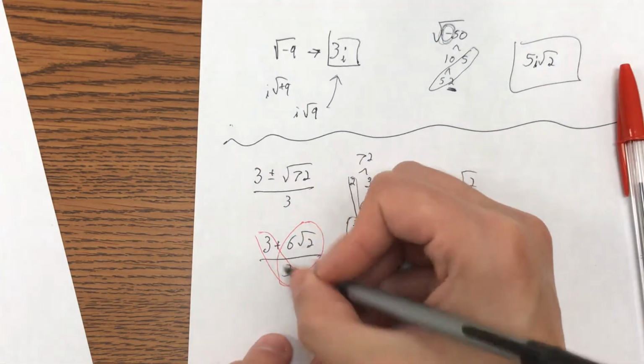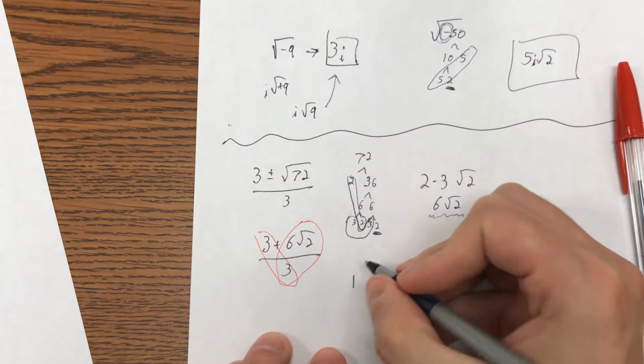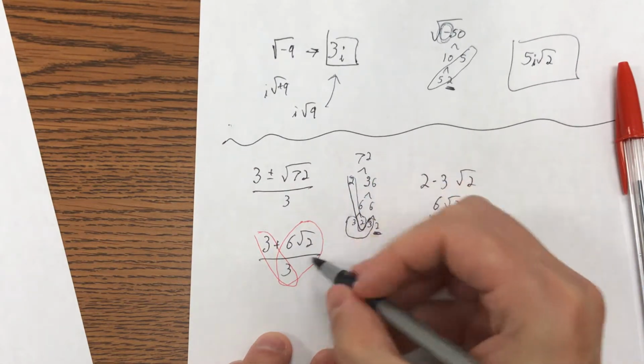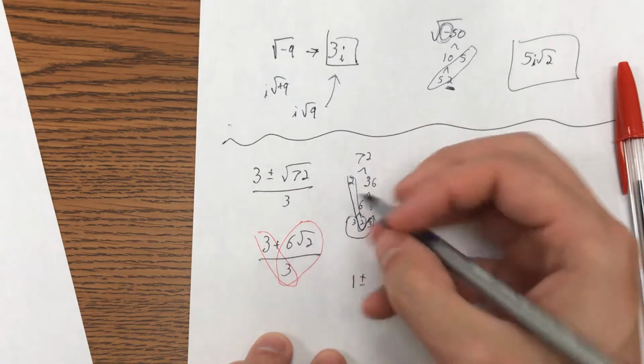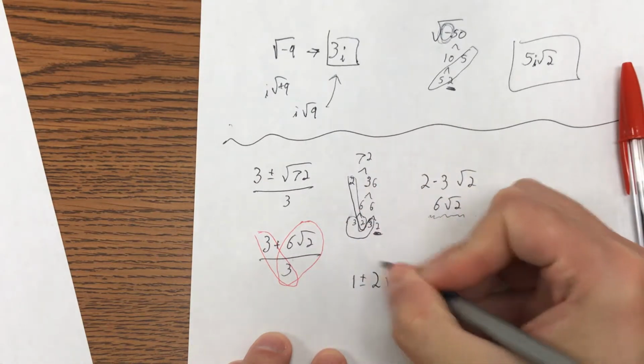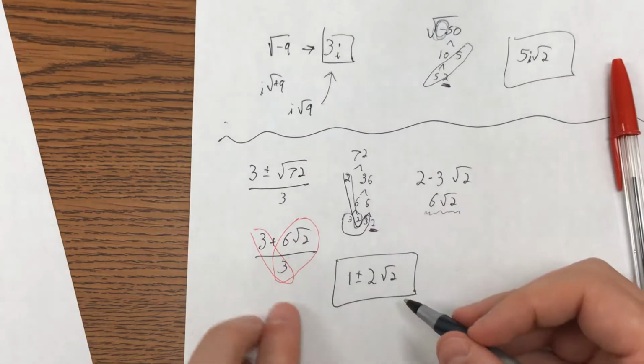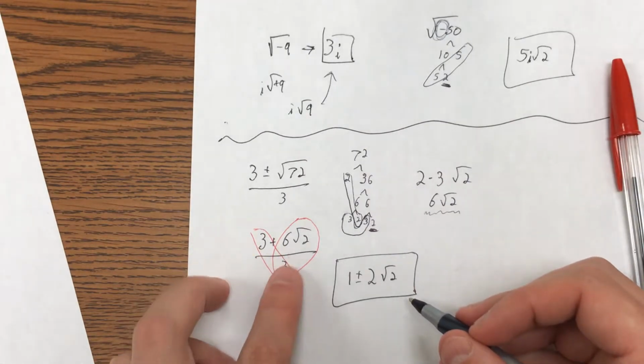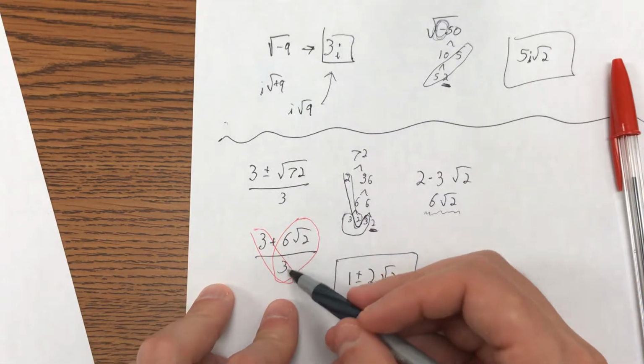So 3 divided by 3 is 1. And then you have a plus or minus. And then the 6 over 3 is equal to 2. So you would have 2 root 2. And that's how it would fully simplify. These divide to get 1. These divide to get 2. This is a whole number.